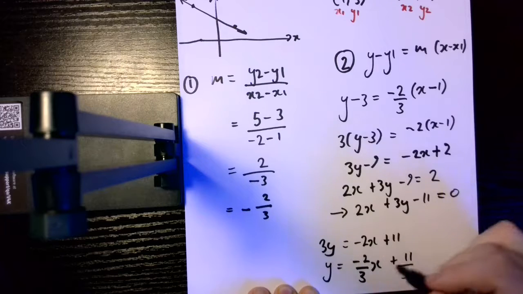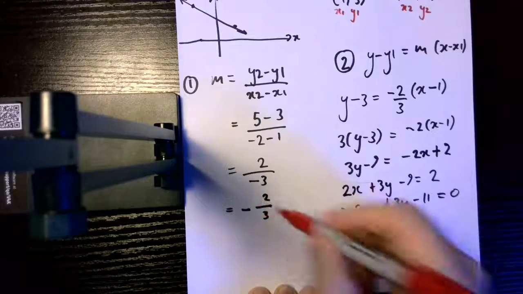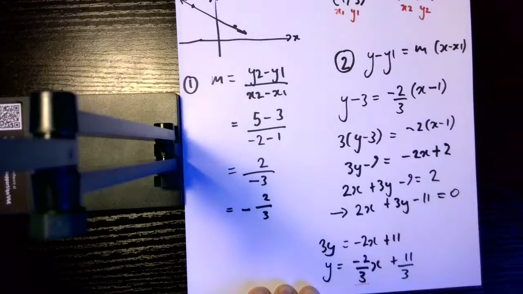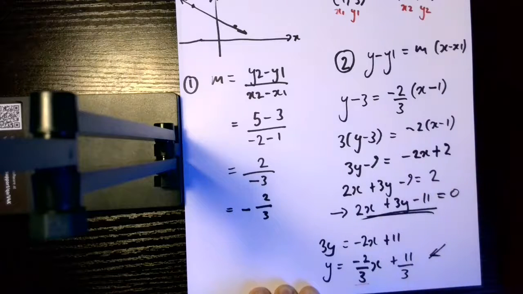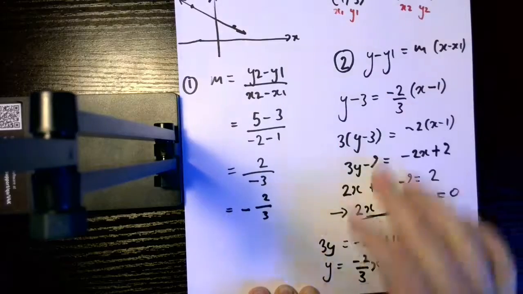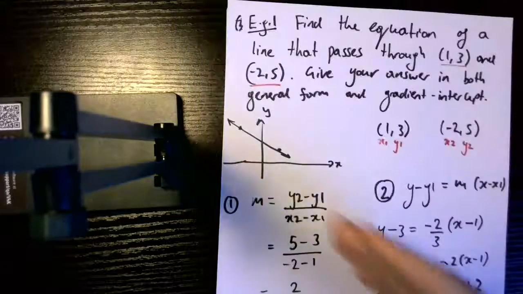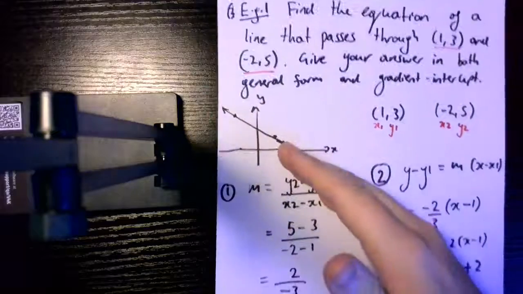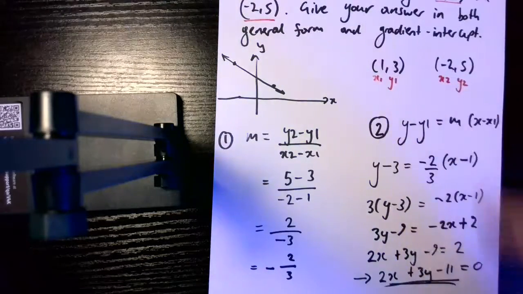Just remember that you have to divide both things. Okay, and this agrees, right? So we know our gradient is minus 2 over 3. We established that before. Okay, so here's our general form, and here's our gradient intercept form. Depending on what the question asks you to leave it in is what you try and aim for. Okay, but that's the process. So just to summarize, that's the equation of the line that goes through these 2 points. You find the gradient first, sub it into the point gradient formula, and then simplify.